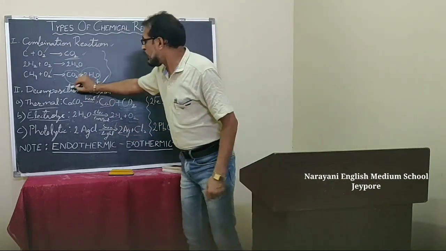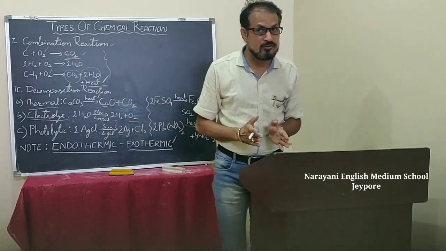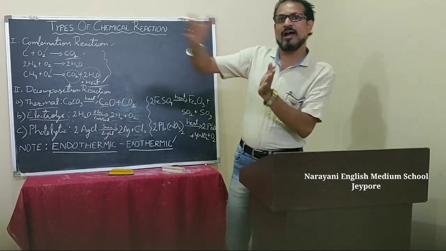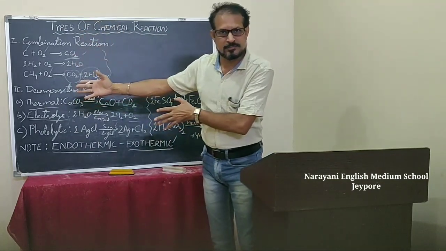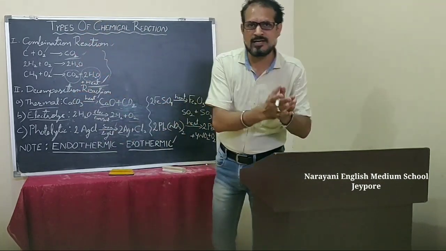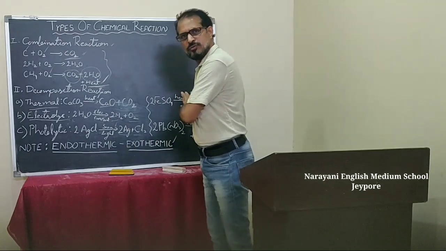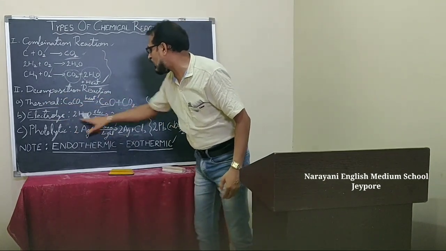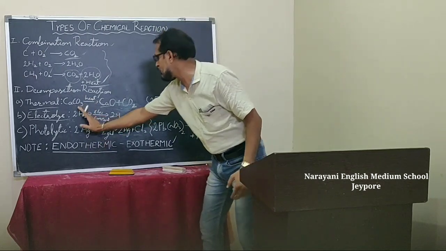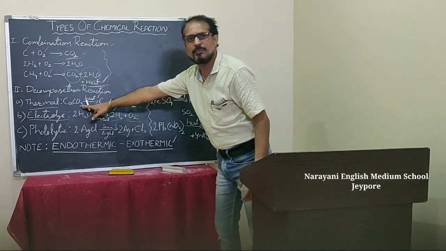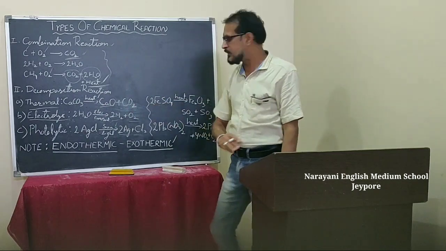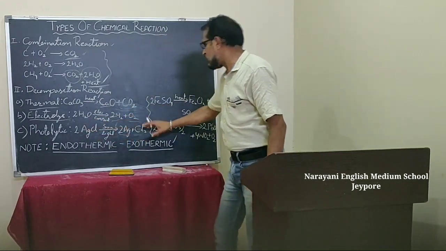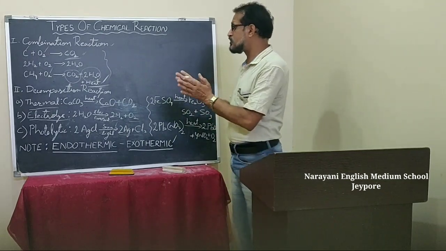However, what is a decomposition reaction? In a decomposition reaction, a substance is divided into various substances, meaning reactants are divided into various products. Here, single substances like calcium carbonate, water and silver chloride have been divided. Calcium carbonate is divided into calcium oxide and carbon dioxide, water into hydrogen and oxygen, and silver chloride into silver and chlorine. These are decomposition reactions.